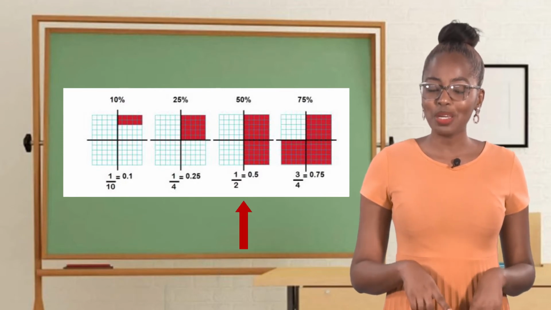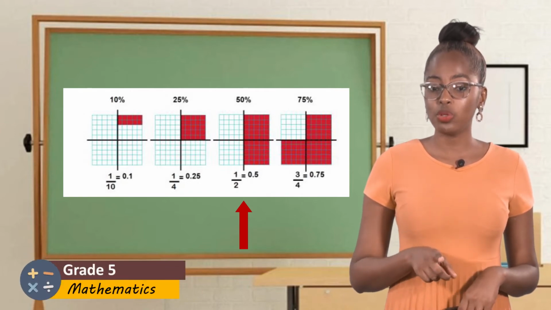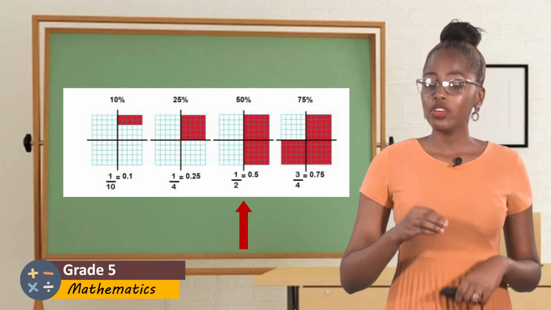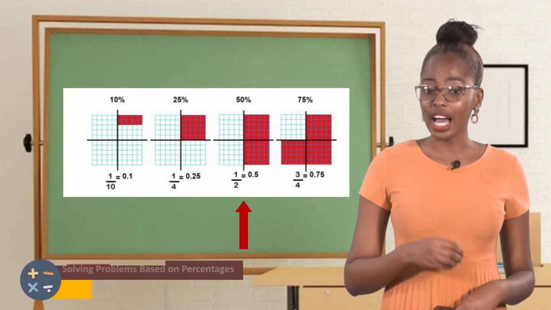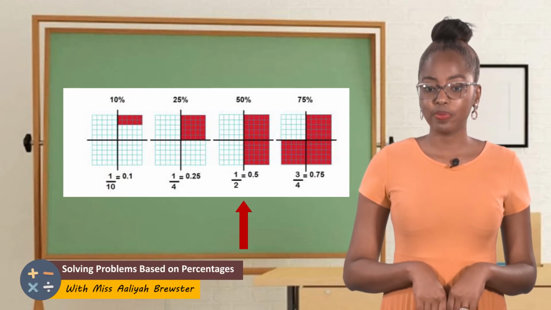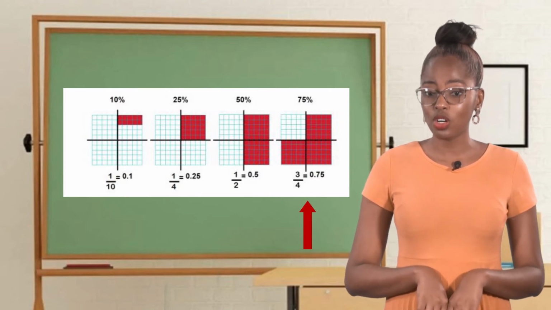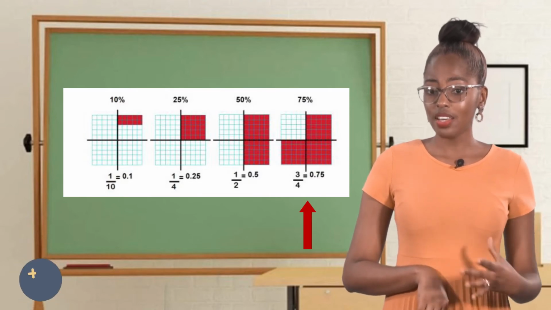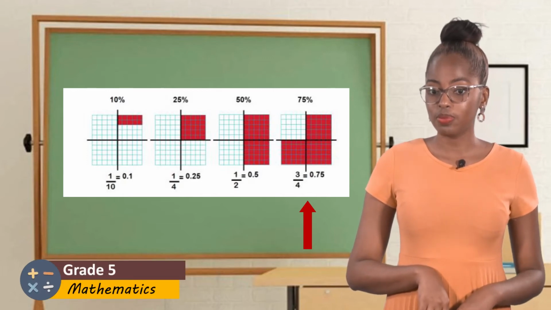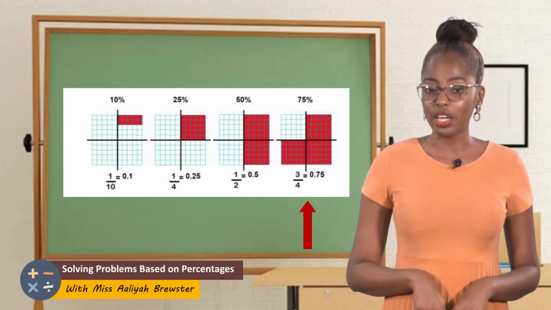Now for the third image, we have 50% being shaded. If you look on the screen, you will notice that 50% is the same as a half. Therefore, 50% as a fraction is a half, while 50% as a decimal is 0.5. If you look at the last image, you would see 75% of the block is shaded. 75% as a fraction is 3/4, while 75% as a decimal is 0.75.